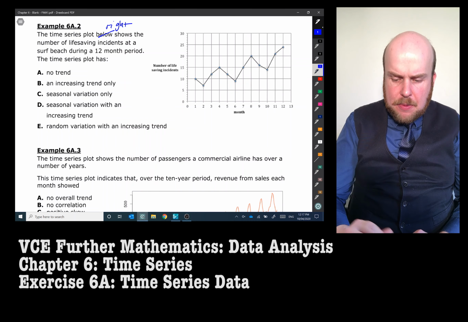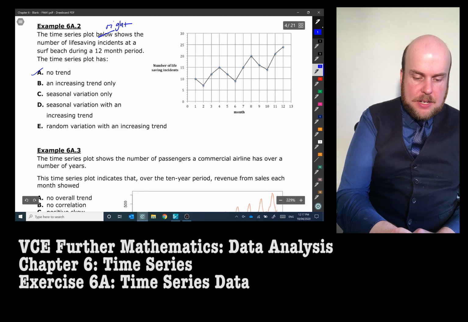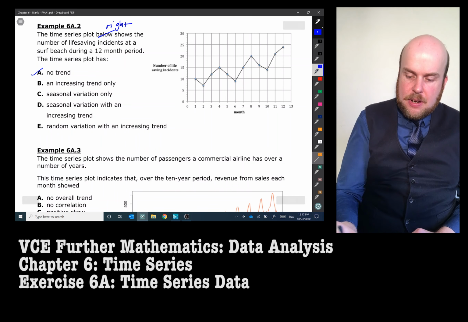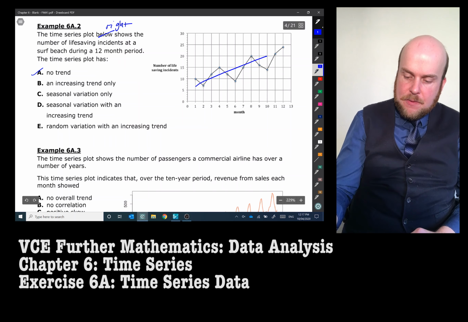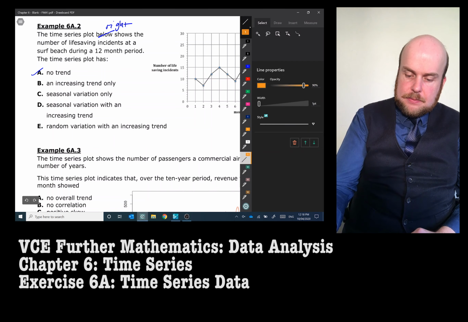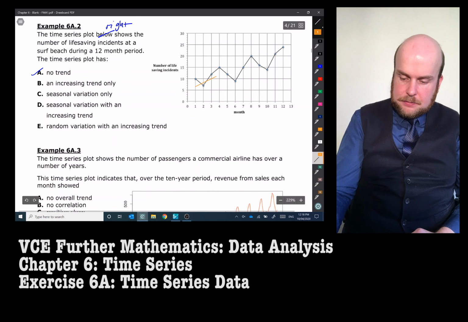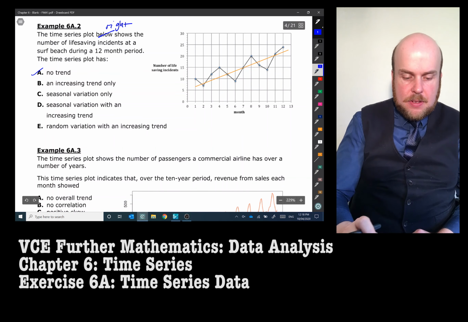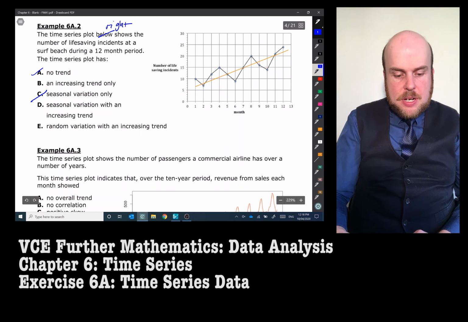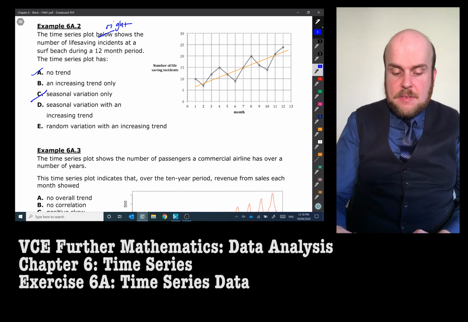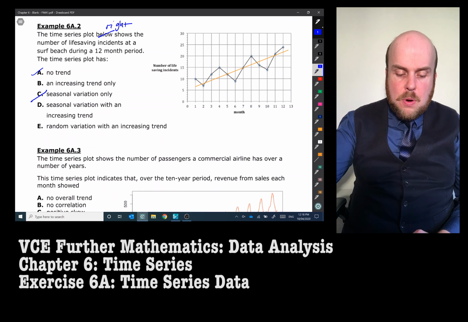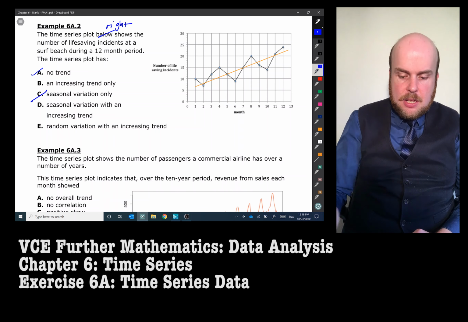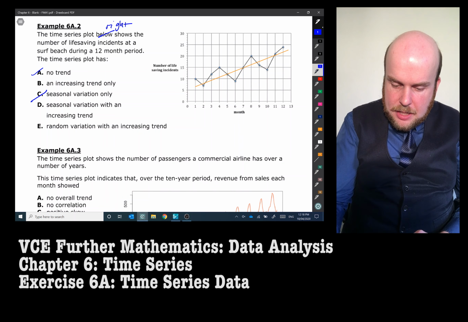So we definitely can see that it's an increasing trend, so get rid of anything because it's sort of going from lowest. Let's get my little ruler up. If we can see here, it's generally going up. So anything that doesn't say increasing trend, we can get rid of. So it's either got an increasing trend only, it's got seasonal variation only, or it's got random variation only. Well, let's go and have a look.